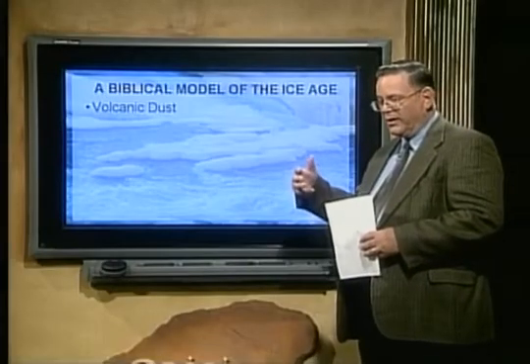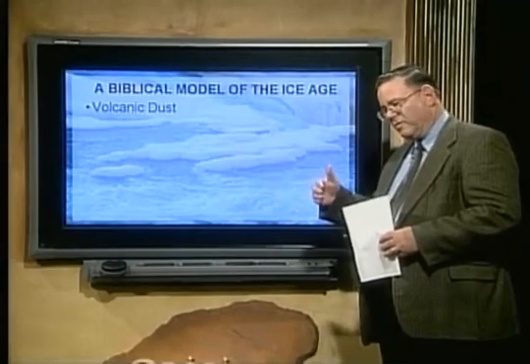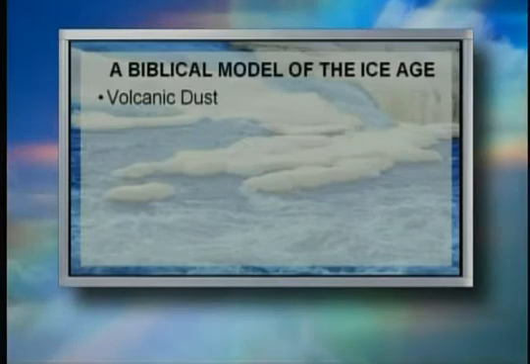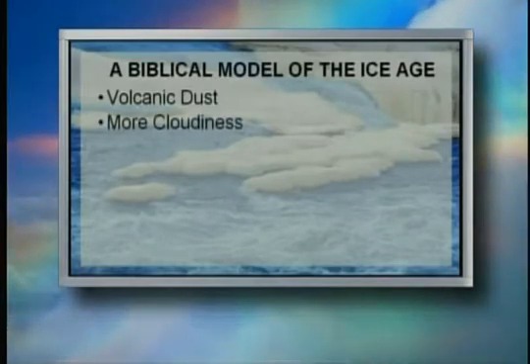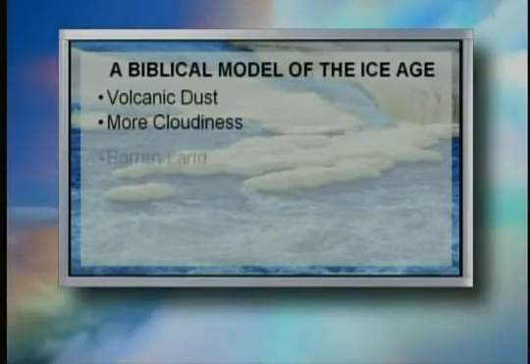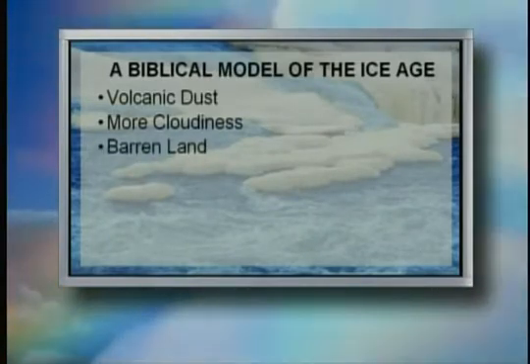Now, there's other features in the description in the Bible about the Genesis flood and for several hundred years following it that would contribute to this. Here's a number of these. For example, there was a lot of volcanoes going off, a lot of volcanic dust, which would have contributed to the cooling over the continents. There would have been more cloudiness because of so much water vapor in the air. There would have been barren land.